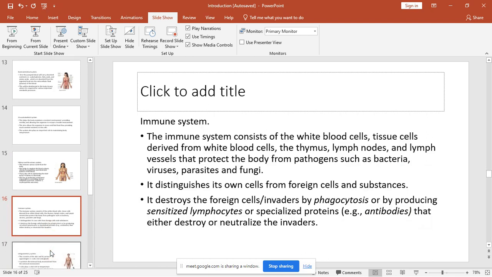We can talk about the immune system as well. We are talking about these systems. Basically, we are looking at an overview of how these systems help us to keep a constant environment. So the immune system is important in that it consists of white blood cells, tissue cells that are derived from the white blood cells themselves, the thymus, the lymph nodes, and the lymph vessels. And these are important in that they protect the body from pathogens such as bacteria, viruses, parasites, and fungi.